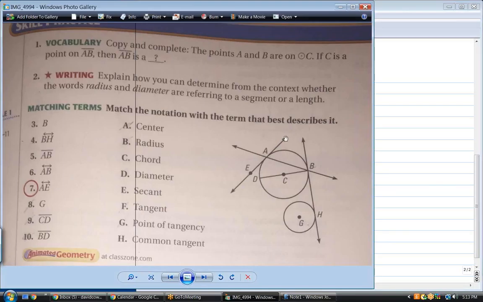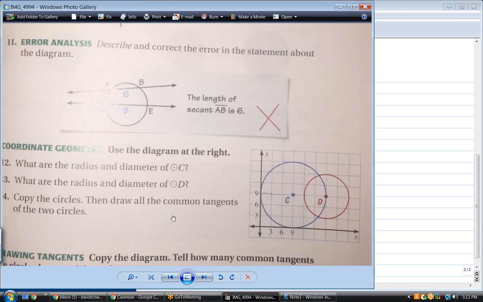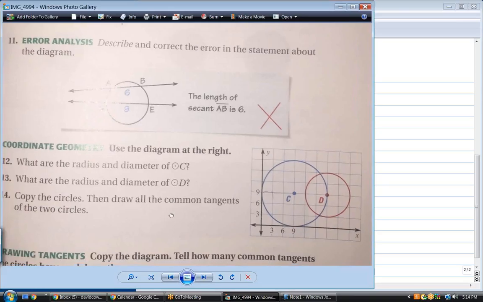AE, the full line AE is what? A tangent. Yeah, and it's not common to any other circle, so it's just a tangent line. How about G? That's the center. Line segment CD. A radius. And line segment BD. Diameter. Correct. These are easy. Yeah, they are pretty easy.